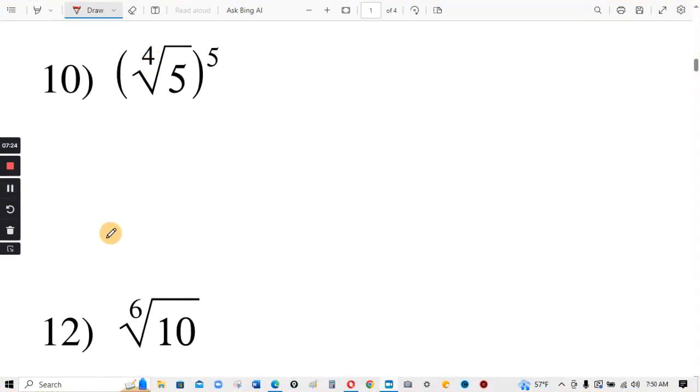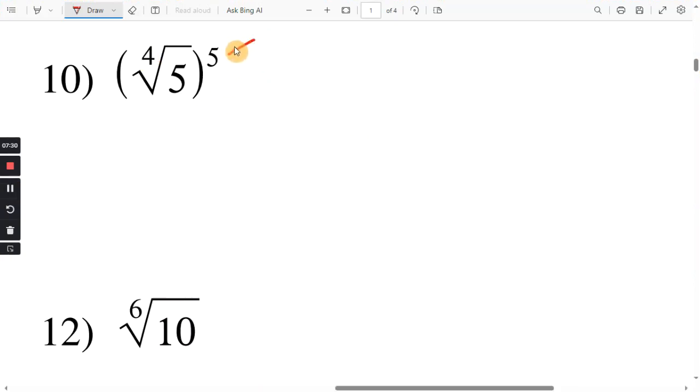All right, try number 10, please. All right, pretty simple. The exponent is going to be in the numerator, and the root is going to be in the denominator. So we keep the 5, and the numerator for the fraction is 5, and the denominator for the fraction is 4. That's it.